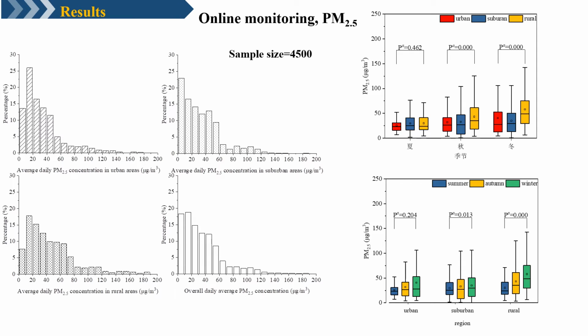So first, let's look at PM 2.5. More than 85% of the valid samples had daily PM 2.5 concentrations below the Chinese standard of 75 micrograms per cubic meter. Rural areas had the highest concentration of PM 2.5 with a median value of 38 micrograms per cubic meter. The reason for the high concentration in rural areas may be that, firstly, 2 schools in rural areas were close to highways. Vehicle exhaust and road dust may cause high concentrations of indoor PM 2.5.